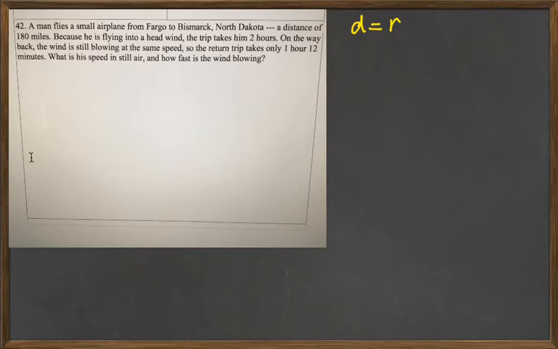We'll make the assumption that the plane speed and the wind speed stay the same. That's uniform motion, where distance is equal to rate times time. Going from Fargo to Bismarck, the distance is 180, x is the speed of the plane, and y is the wind. With the headwind, it's x minus y, the speed of the plane minus the speed of the wind, times the time of 2 hours.